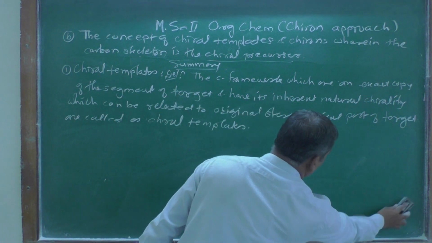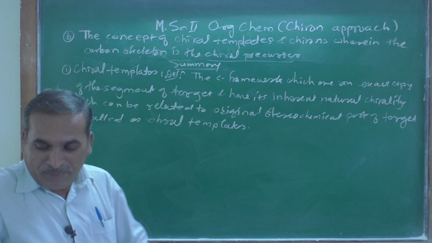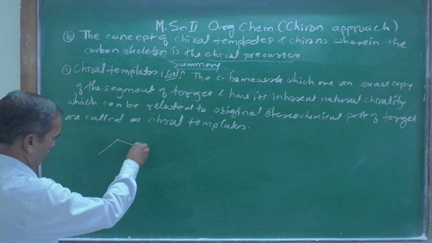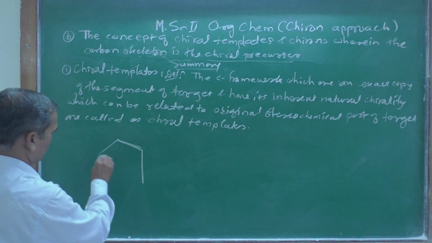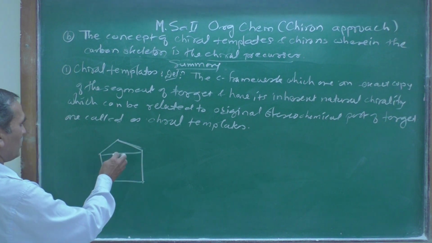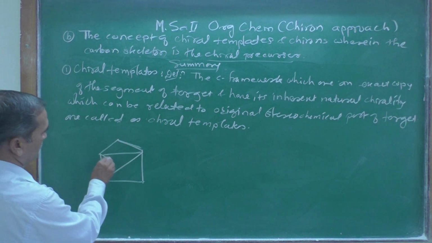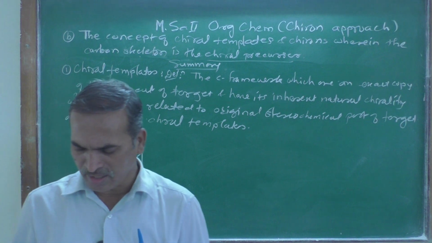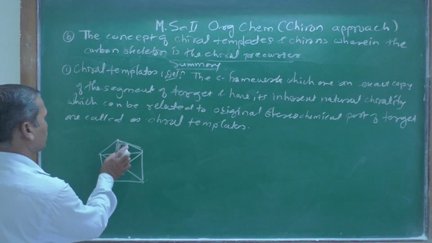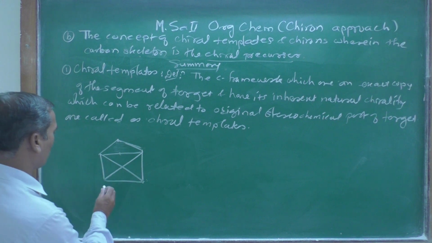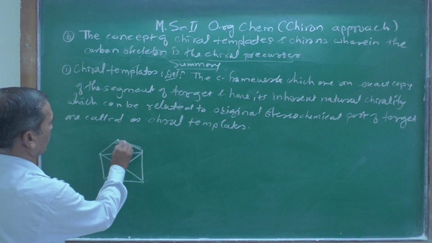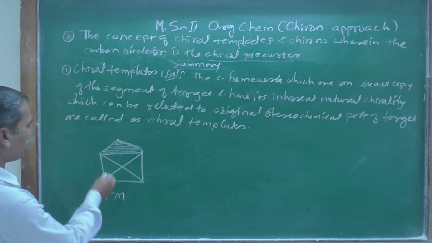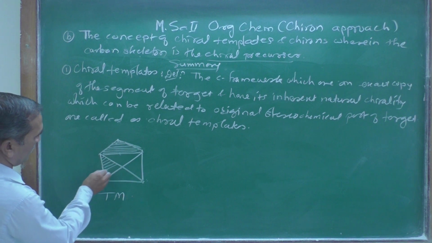Let us see how this is nicely depicted in the diagram. Suppose we have this type of target molecule. Let us simplify this one. You remember this is your target molecule, where this portion I am shading over here, and another portion is here like this. This is our target molecule.